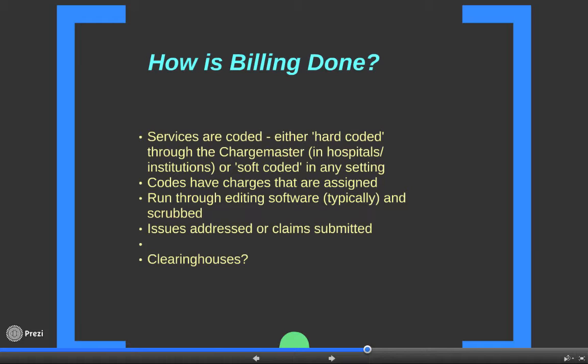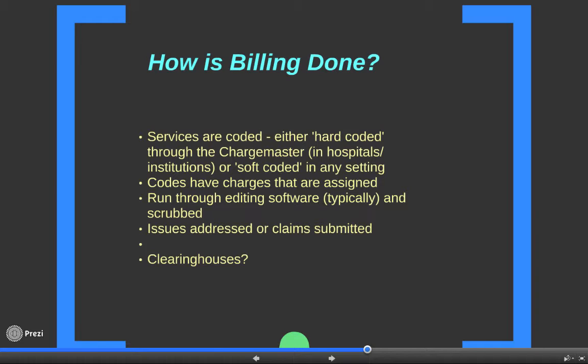So once codes are assigned for both diagnoses and for the procedures or services that are provided, then charges are assigned, if charges haven't been assigned already. Then everything is typically run through editing software and what's called scrubbed. So a claim scrubber.